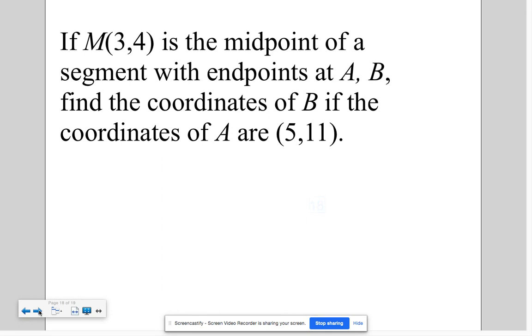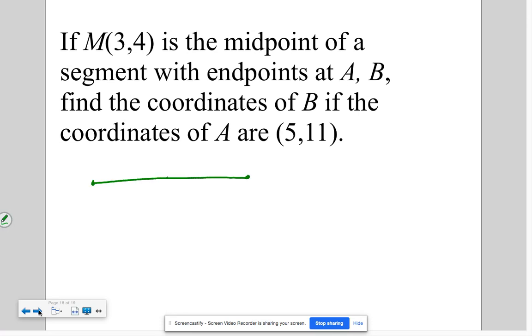But this example here is a little bit different. This one says if the midpoint is at 3, 4, M is the midpoint of a segment with endpoints at A and B. Find the coordinates of B if the coordinates of A are 5, 11. Here's what I'm going to have you do. I'm going to have you draw a little sketch of what this will look like. Again, it doesn't have to be exact, but it's going to help us in solving this problem. I usually just draw a segment from left to right.